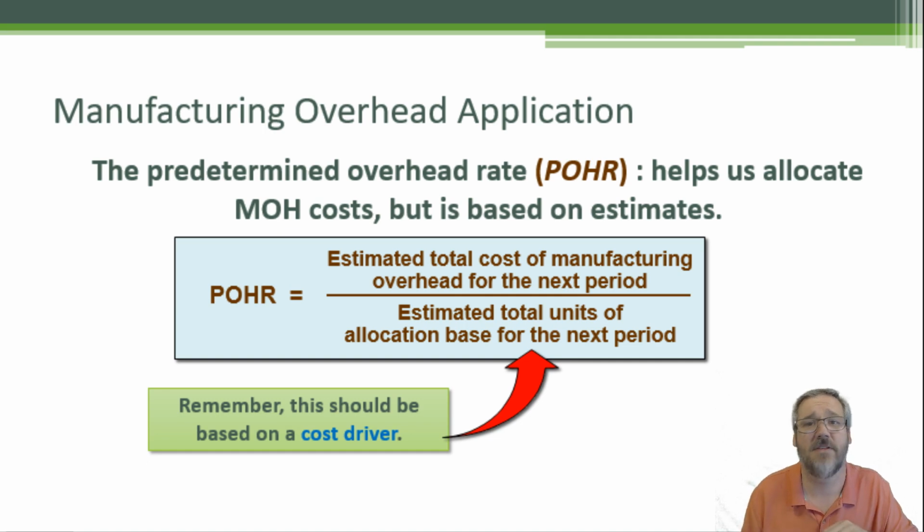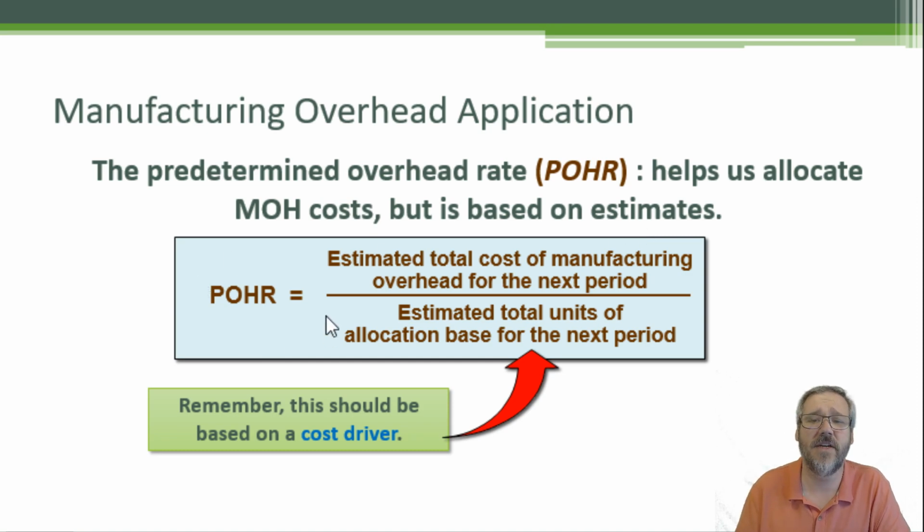I want to know how much this airplane cost me before I sell it, right? It's a good idea. So my predetermined overhead rate is going to allow me to allocate manufacturing overhead costs without even having a bill first. I'm going to come up with this predetermined overhead rate that helps me allocate manufacturing overhead costs. But again, remember, it is based on an estimate.